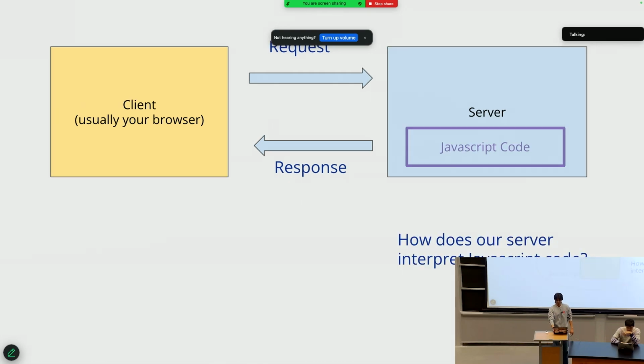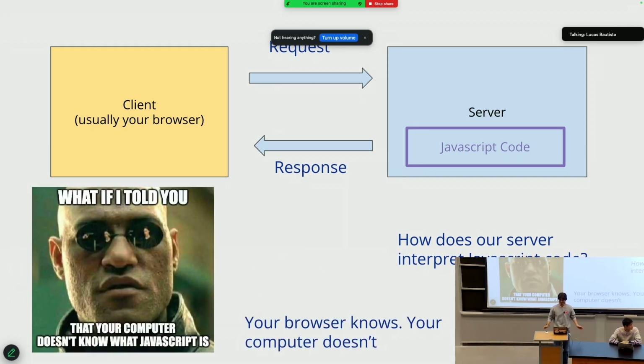But what about the code that actually handles these requests? This JavaScript code is going to be on the server. And so I have a little meme here. It's like, what if I told you that your computer does not know what JavaScript is? And this is because if you gave your machine a file of JavaScript, it won't be able to interpret it unless it has some packages installed to actually interpret JavaScript. So your browser, even though it's on your computer, knows how to interpret JavaScript, but your computer, your terminal, everything else, doesn't know how to read JavaScript.